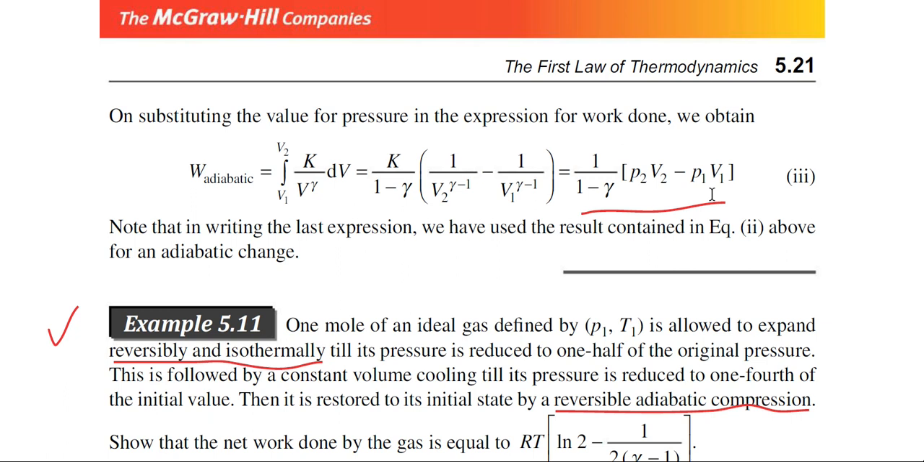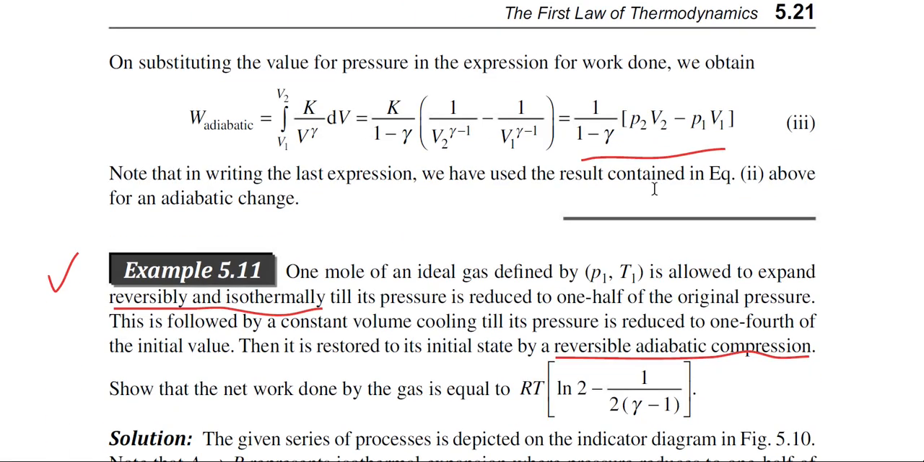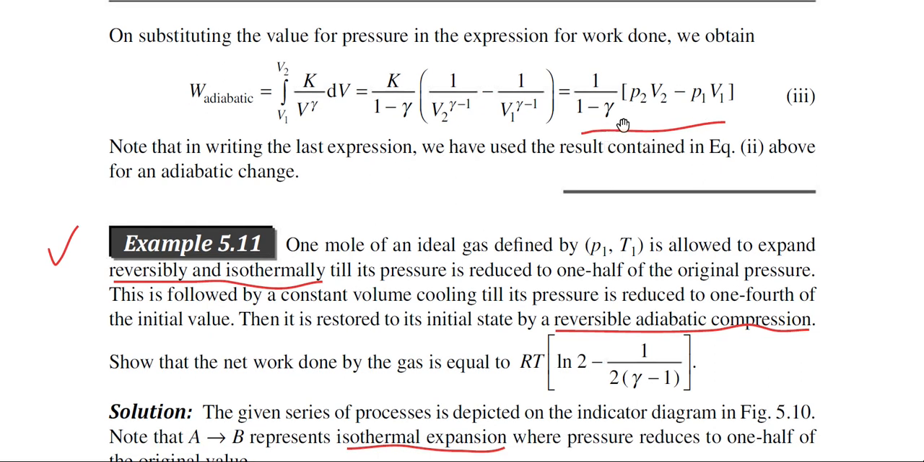But sometimes this particular formula can also be written in terms of temperature. So how to write that? Because you know that PV is equal to nRT. So P2 V2 will be nR into T2 and P1 V1 will be nR into T1. So if you express P2 V2 in terms of temperature, then this formula will be a little bit changed, but you can write P2 V2 as nRT2 and P1 V1 as nRT1. So this is the formula.